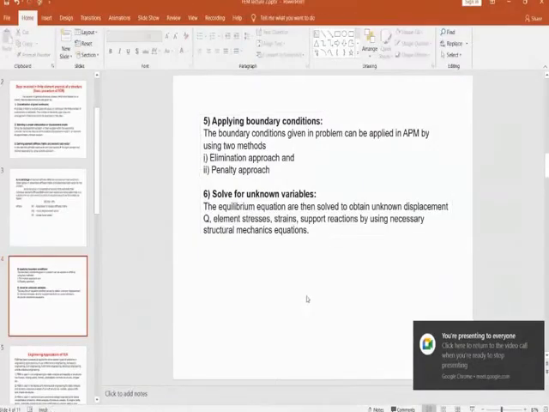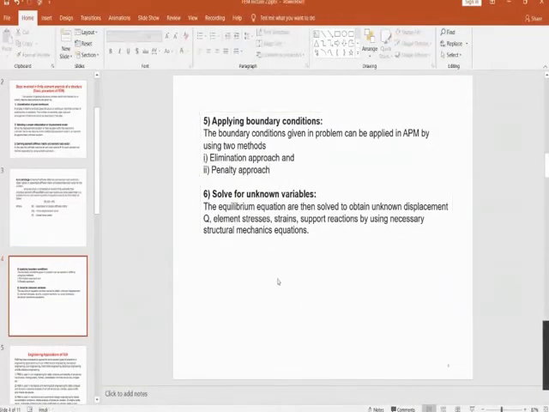Next, in FEM, we have to apply the boundary conditions. I told you boundary condition means what? The conditions which are known at the boundary are called boundary conditions. That is, in beams, suppose it is a simply supported beam, the deflection is 0 at both the supports. That is, at x equal to 0, deflection y equal to 0. At x equal to L, deflection y is equal to 0. You take that, no? Those are called boundary conditions.